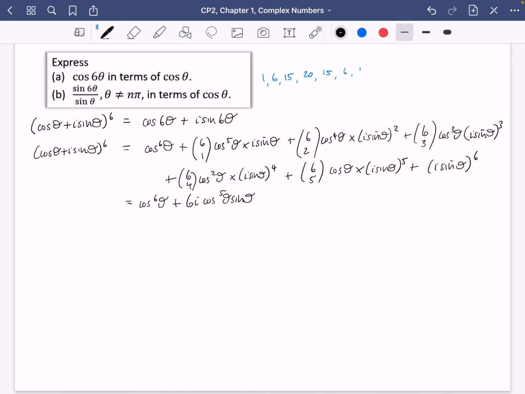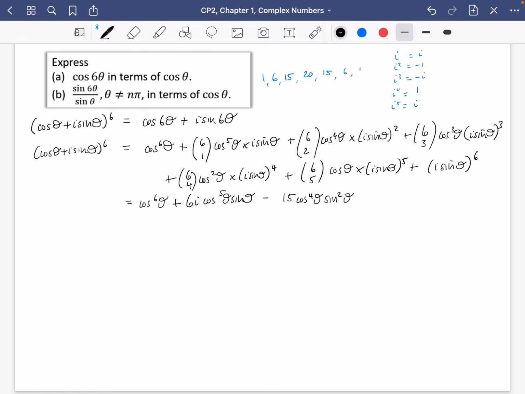Let's keep going. I've done the 6, it's going to be 15 cos to the power of 4 theta. I'm going to have sine squared theta, but I've also got i squared. Now we know that i squared is actually minus 1. So this is going to be minus 15. You may like to write this kind of thing down where you have i squared, i cubed, i to the power of 4. So we get i, minus 1, minus i, 1, i to the power of 5 is i, and it just goes around in that cycle, okay?